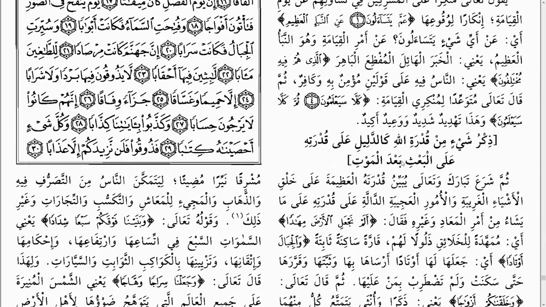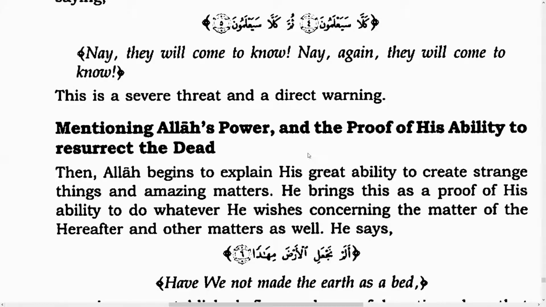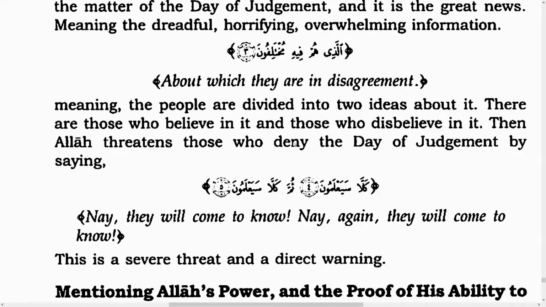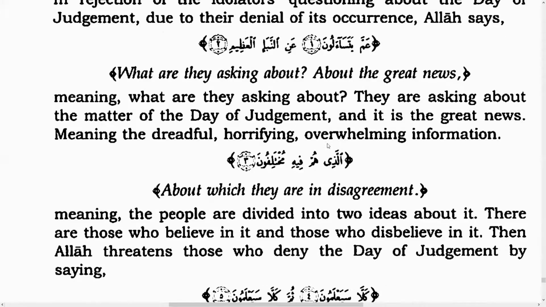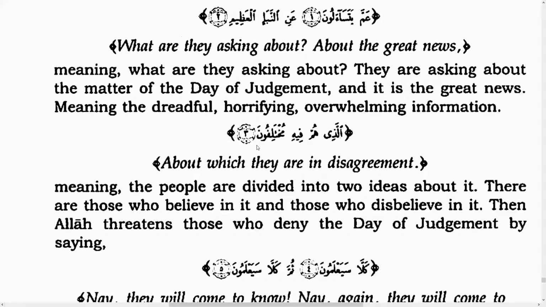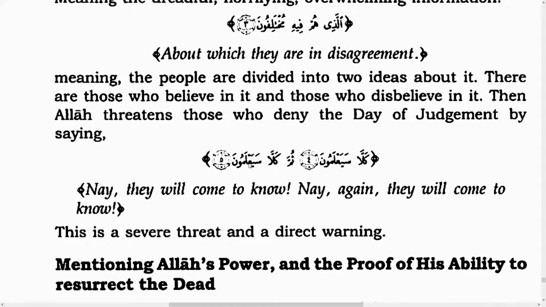To show His ability for resurrection after death. So the five verses, I hope inshallah it is clear. Amma yatasa'aloon, about what are they asking? An-Naba al-Azim, about the great news, about which they are in disagreement. They don't agree. Kalla sa'alamoon, soon they will know. And they will come to know. Nay, again, they will come to know.